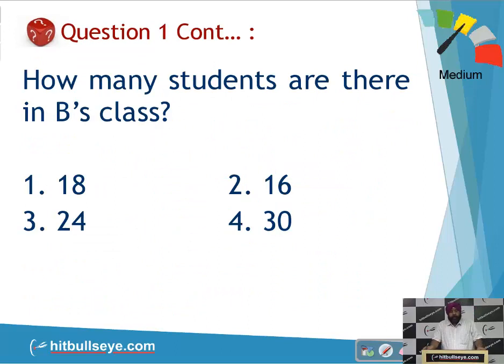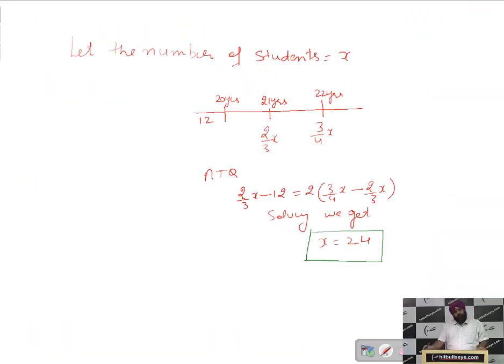So how will you start the question? The first thing that comes to your mind is let the number of students be x. So normally how do students solve it? Let the number of students be x, 3 by 4 x, 2 by 3 x, 12 are not yet 20 years old. And after a lot of reading and rereading, students form this equation. Solving this, we get x equal to 24. Remember students, this is not easy. To reach the equation in the limited time is very tough.